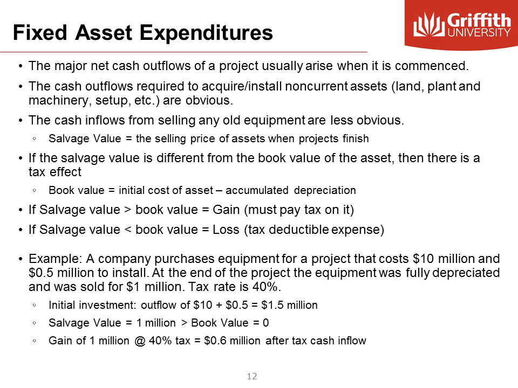For example, a company purchases equipment for a project that costs 10 million and 0.5 million to install. At the end of the project, the equipment was fully depreciated and was sold for 1 million. The tax rate is 40%. Because the asset has been fully depreciated, the book value is 0. And because the salvage value is 1 million, we have a gain on disposal on which we must pay tax. This 0.6 million should be included in the projected cash calculation, as it is considered an inflow in the last year of the project.